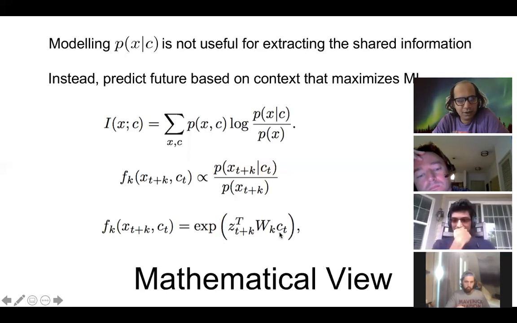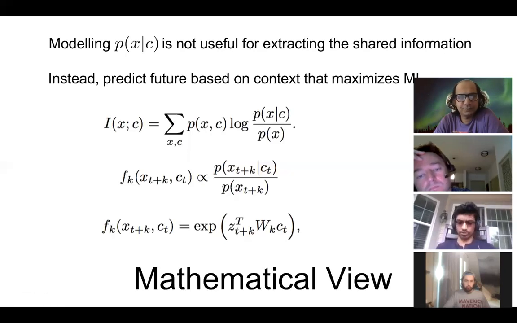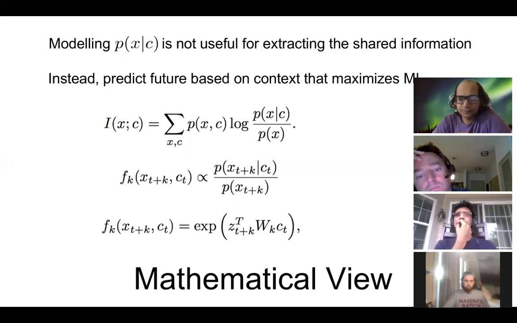CT is the current context and GT plus K is the future kth instance in the latent space. You mean K time steps in the future? Yeah, K times ahead in the future. And Z is the future representation in the latent space.